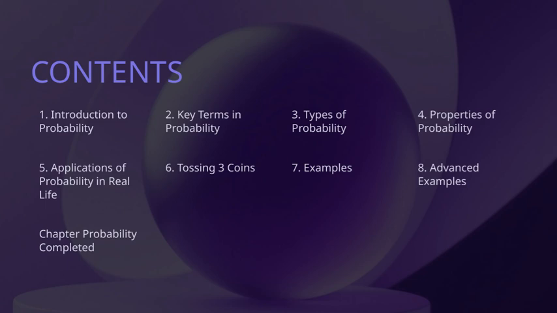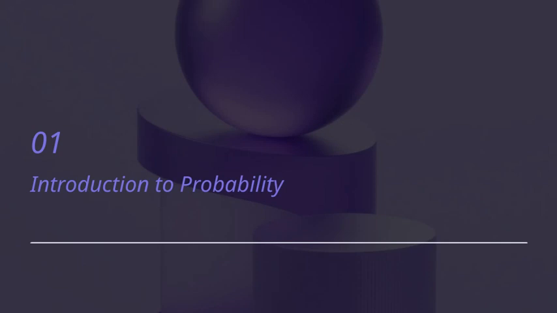After that, we'll examine an interesting case, tossing 3 coins, to see how probabilities work with multiple events happening simultaneously. This slide also marks the completion of our chapter on probability, highlighting the key terms we've learned so far. Finally, we'll touch on some practical applications of probability in real life, showing how these concepts are useful beyond the classroom. Throughout this section, keep in mind that understanding these advanced examples will deepen your grasp of probability and its real-world relevance.